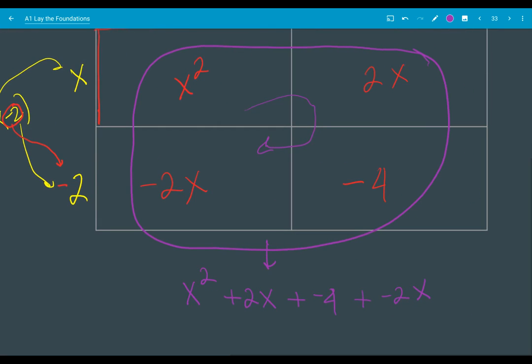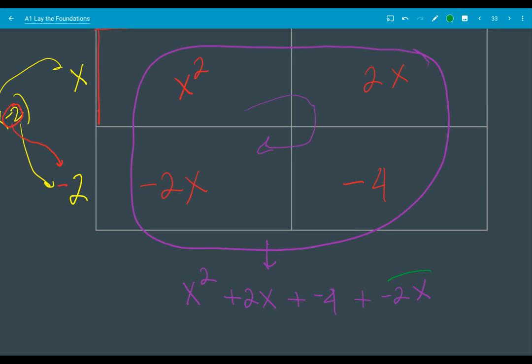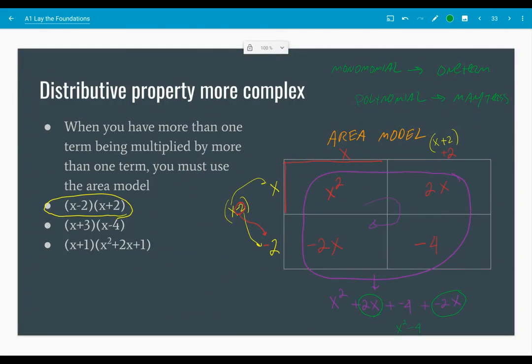From here, you simplify and combine like terms. So this has an x, this has an x. Negative 2 plus 2 is 0. So we end up with x squared minus 4. That's the area model.